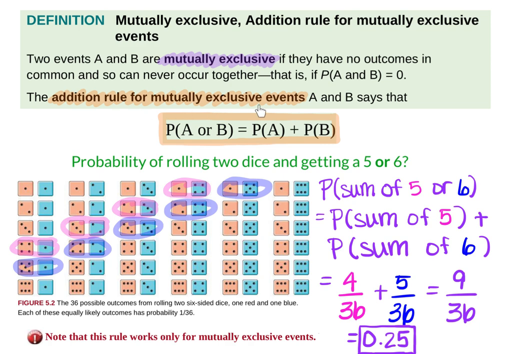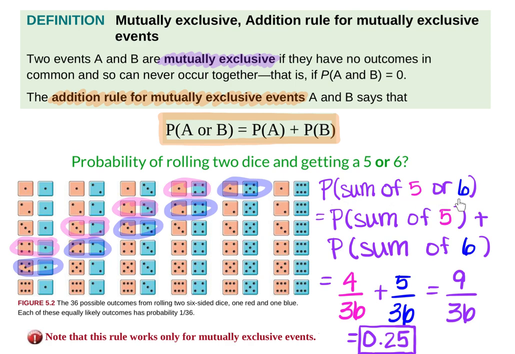The addition rule for mutually exclusive events says that P(A or B) is equal to the probability of A plus the probability of B. What does that look like in practice? Let's go back to the dice. What is the probability of rolling 2 dice and getting a 5 or a 6?